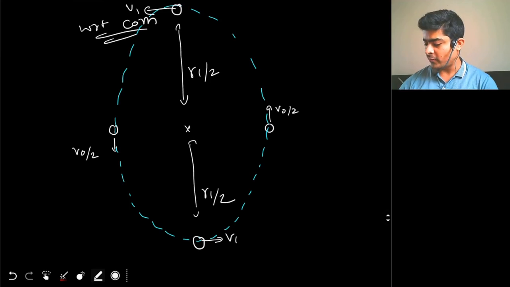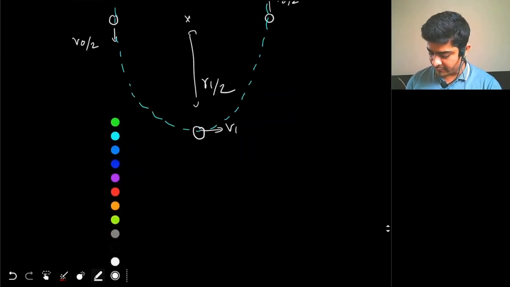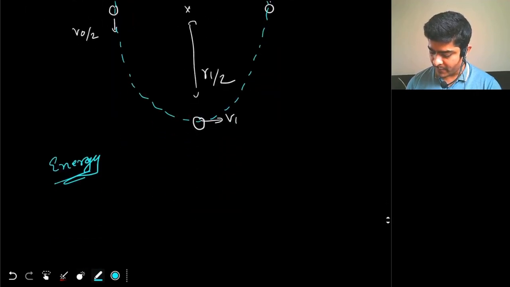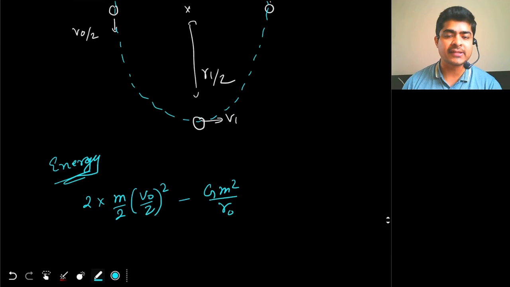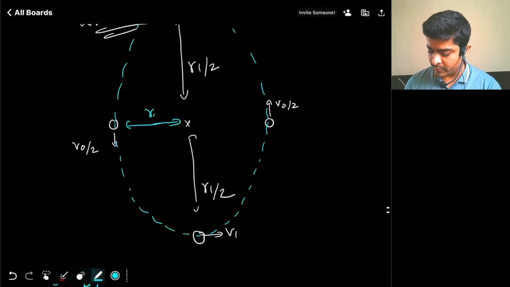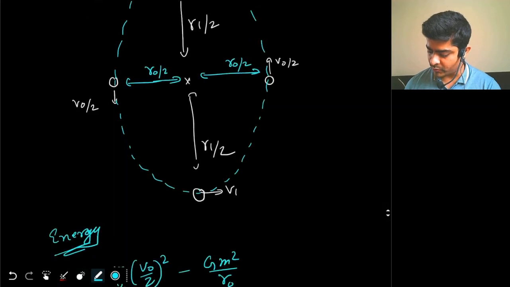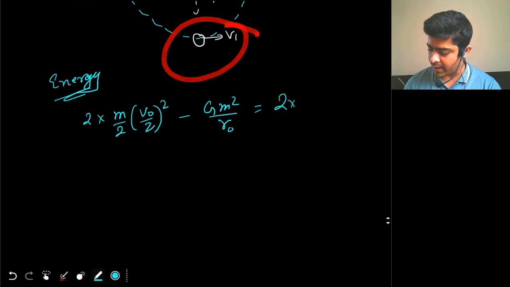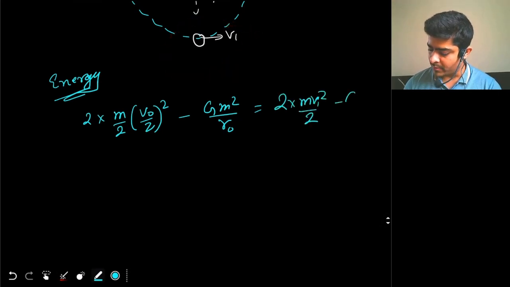When you write the equation for energy, initially with respect to the center of mass, the initial kinetic energy is 2 into half m times v naught by 2 whole squared, minus GM² by r naught. The initial separation is r naught, so this is r naught by 2 and this is r naught by 2. The final energy is mv1² by 2, so 2 times mv1² by 2 minus GM² by r1. This is my first equation.